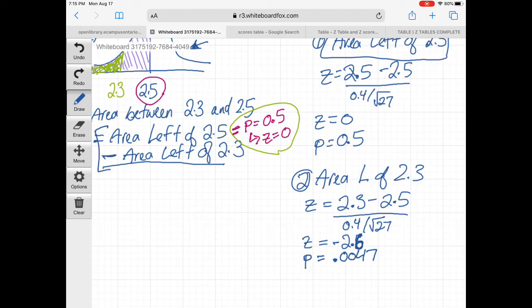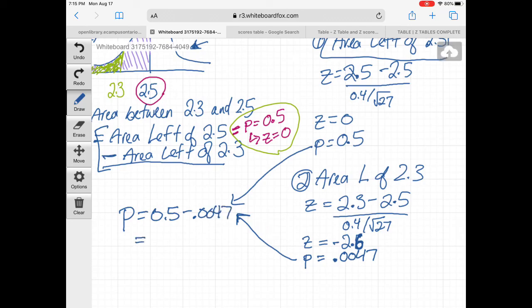Okay, so now I just have to subtract those two. So the probability equals 0.5 minus 0.0047. And I'm left with the probability equal to 0.4953.